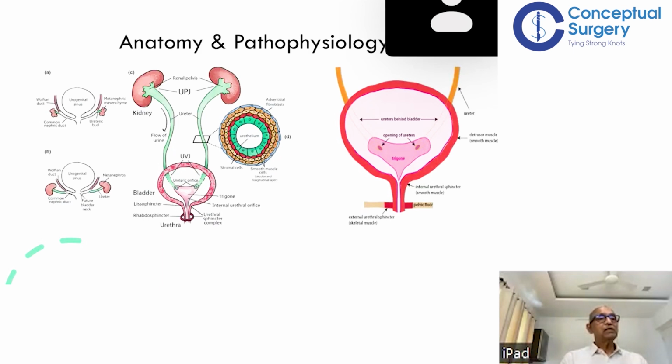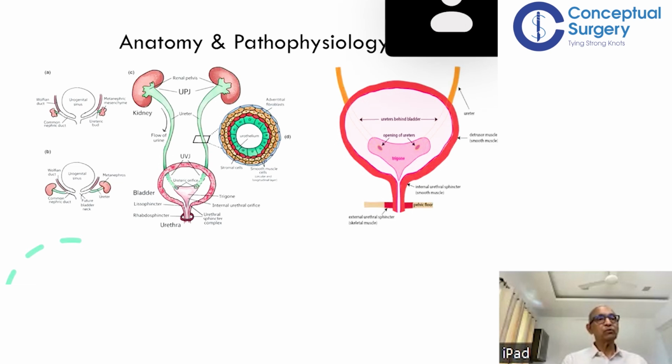We need to think a little bit about the anatomy and the pathophysiology. I will not go into too many details, but only those details which actually apply to our problem. I hope you also remember something about the development of the urinary tract, right? In broad terms, I'm sure you remember, it develops from the pronephros, mesonephros, and metanephros. These are three components going from above downwards, craniocaudally.